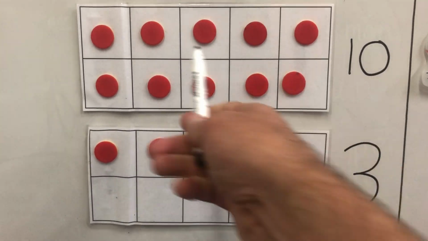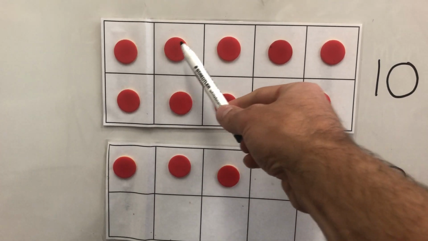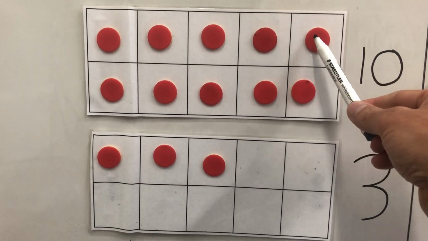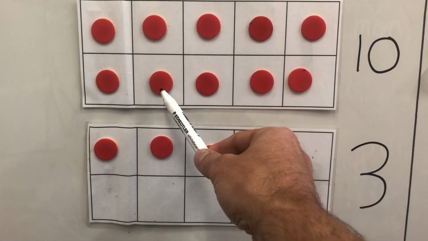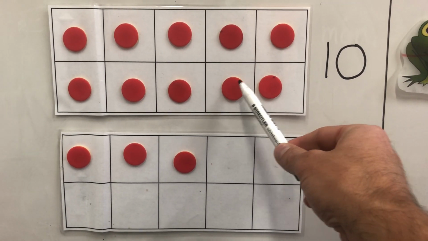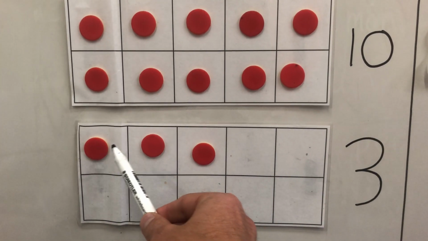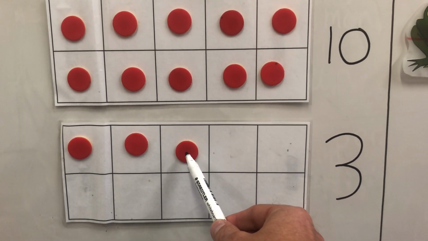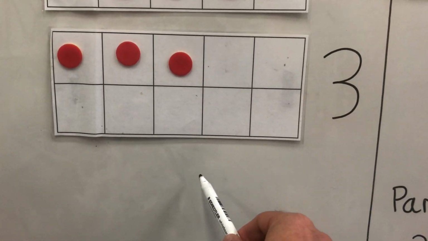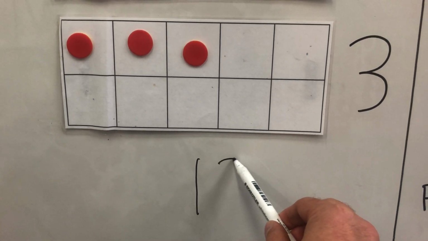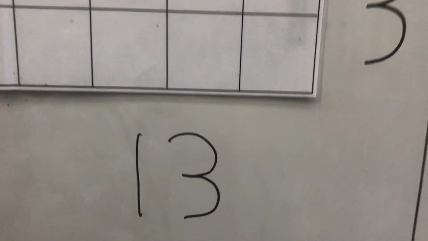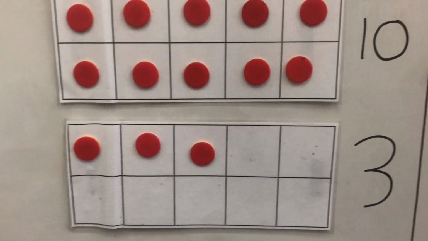Let's count. 1, 2, 3, 4, 5, 6, 7, 8, 9, 10, 11, 12, 13. One full 10 frame and 3 more. 13. I want you to count, please.